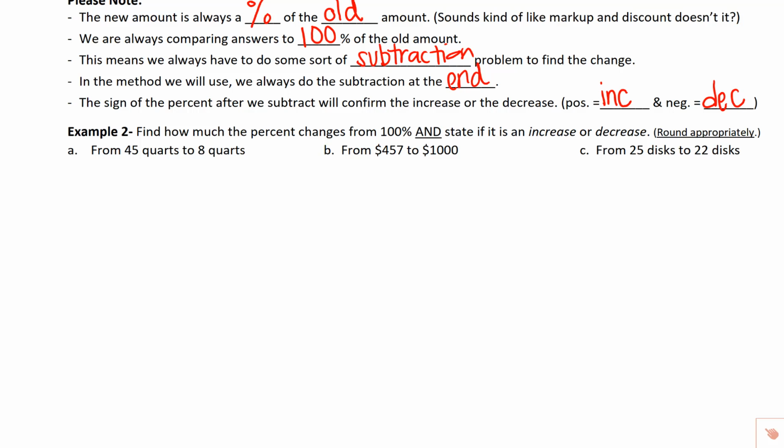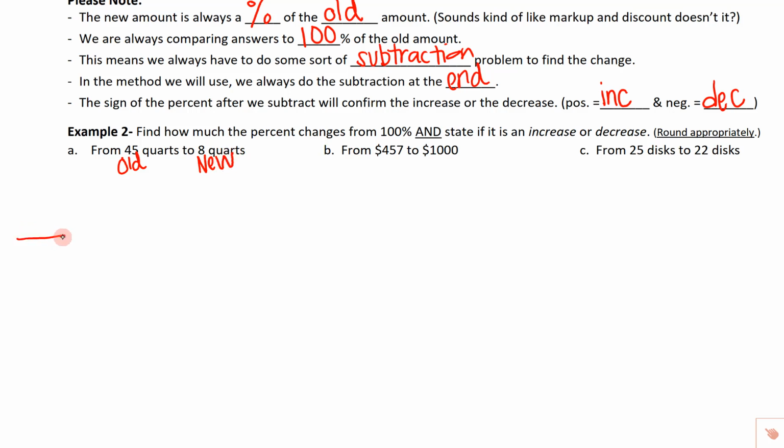So example 2: find how much the percent changes from 100%, so that's that original, and state if it is an increase or decrease. Round appropriately. So we're going to round to the nearest hundredth. It says it went from 45 quarts to 8 quarts. Make sure you know which one is the new and which one is the old. What I started with is the old. What I ended up with is the new.